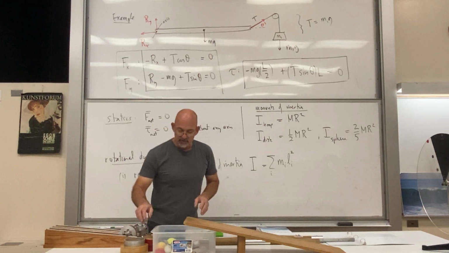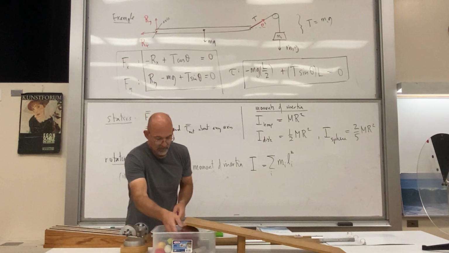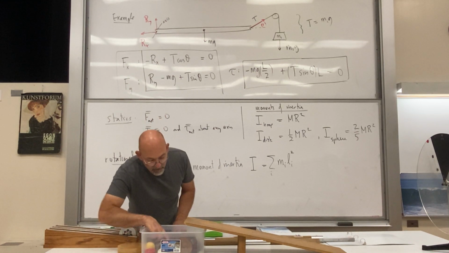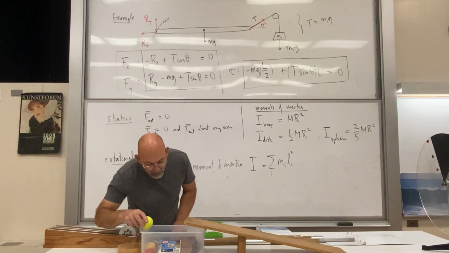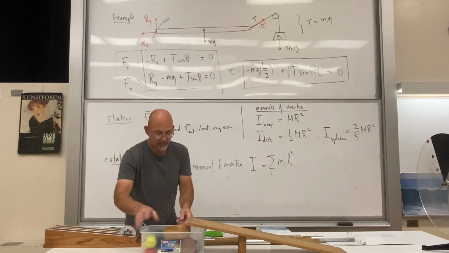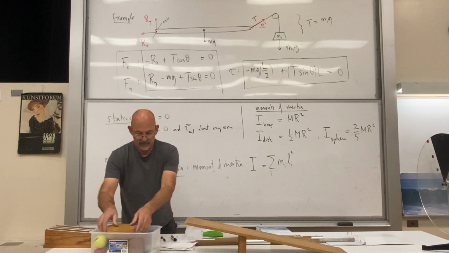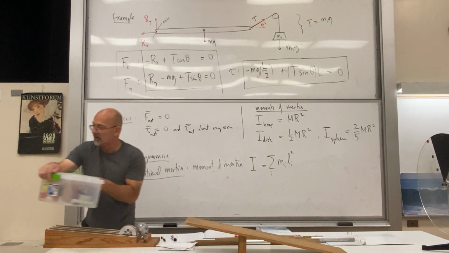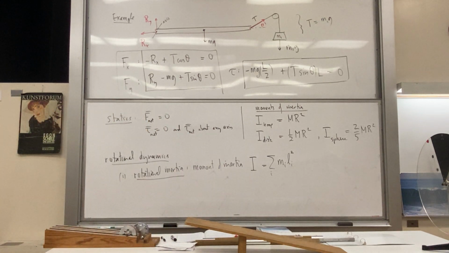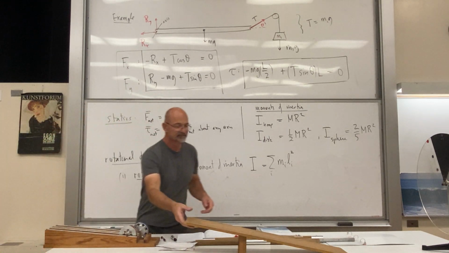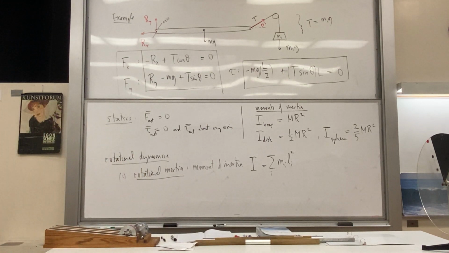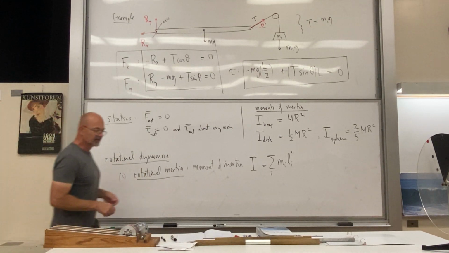So we have a bunch of those, but let that be enough. Okay, those were the rolling races. Now, how do we explain them?